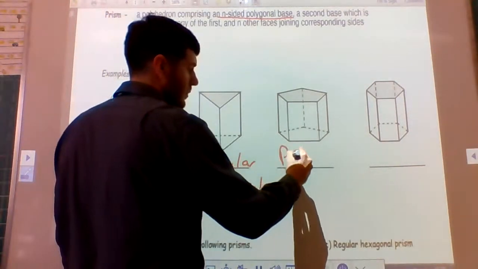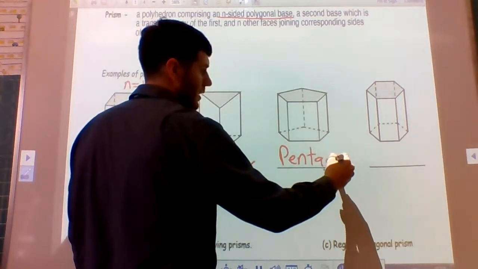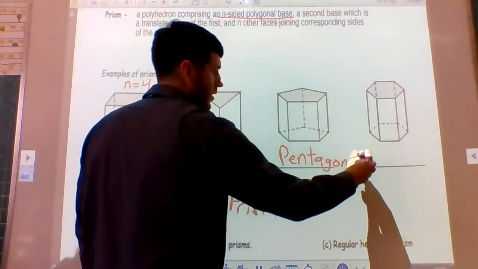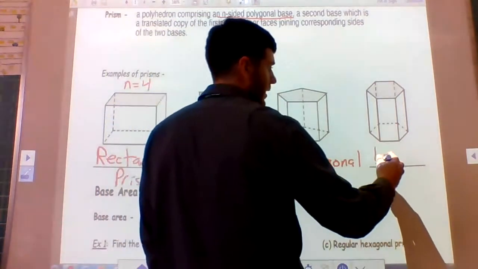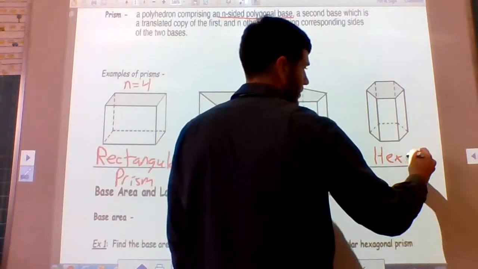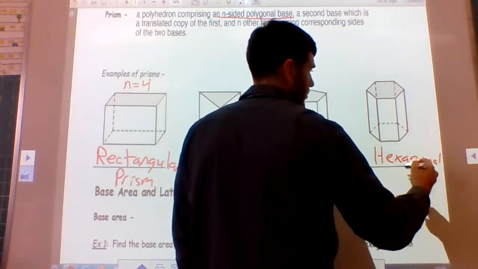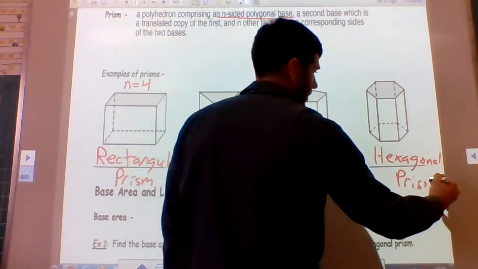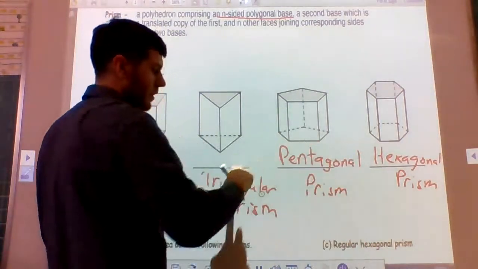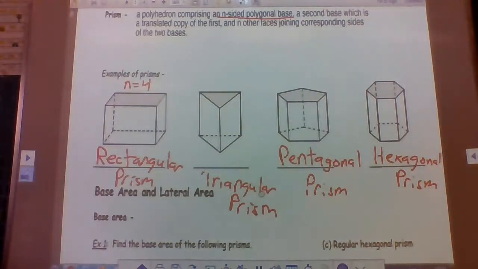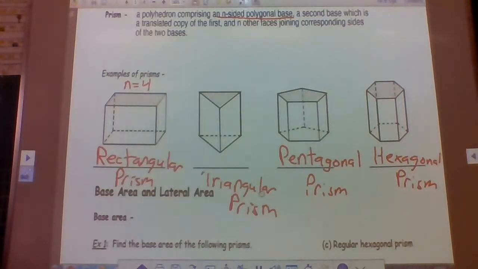Let's call this a pentagonal prism. And here we can call it a hexagonal prism. Okay, and again, for our purposes, these are all going to be regular, but we don't necessarily have to write regular. So triangular prism, pentagonal prism, hexagonal prism, rectangular prism.